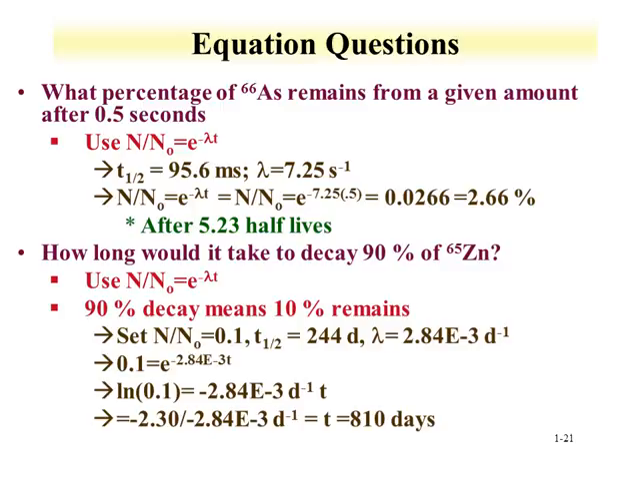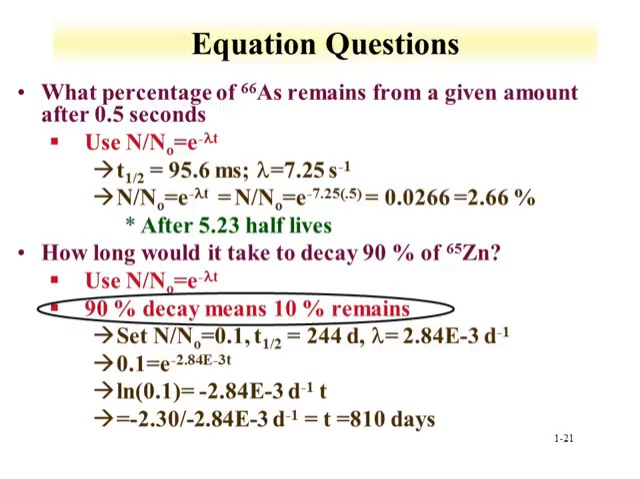I can also use this to answer a question, something to the effect of, how long would it take to decay 90% of a certain isotope? In this case, 90% of zinc-65. What we have to remember, if we talk about a decay of a certain percentage, 90% decays, that means 10% remains. So N divided by N naught is equal to 0.1, 10%. I know the half-life is 244 days. Log 2 divided by 244 days is equal to 2.84 times 10 to the minus 3 inverse days.